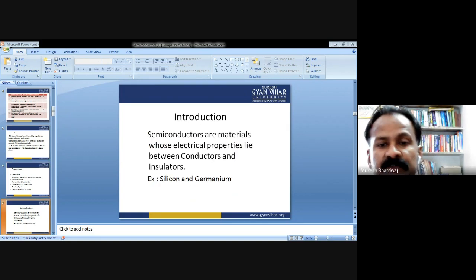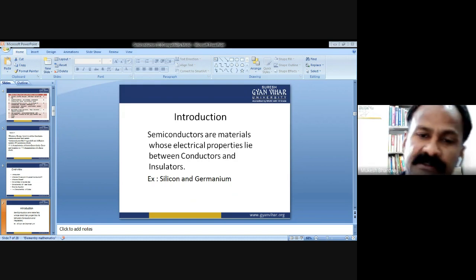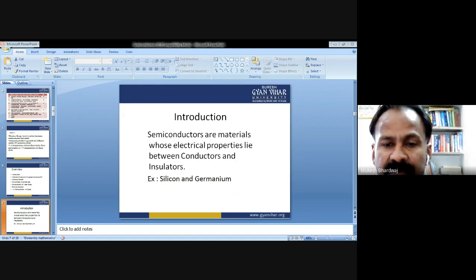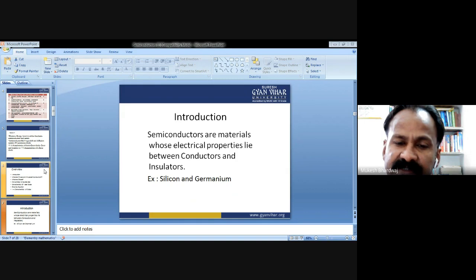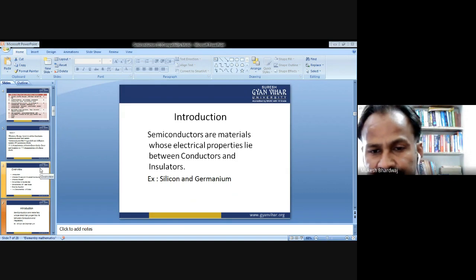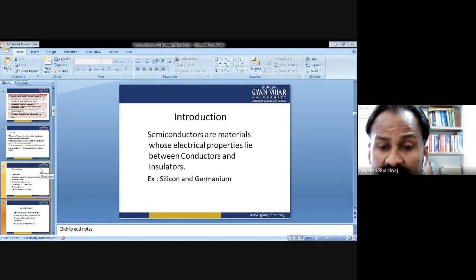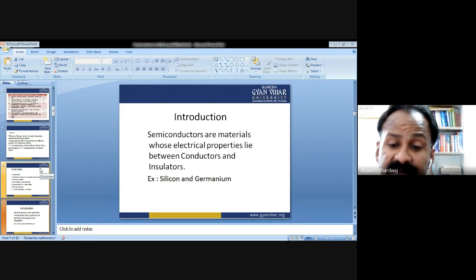Now, introduction. Semiconductors are materials whose electrical properties lie between conductors and insulators, for example silicon and germanium. Fourth group elements are basically known as semiconductor materials, and their properties lie between those of conductors and insulators.